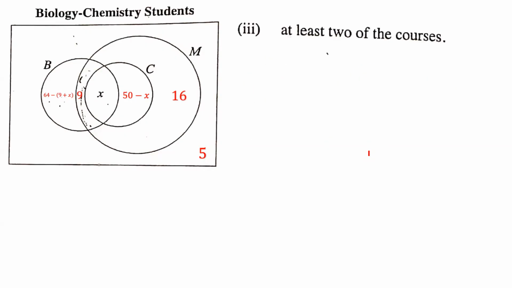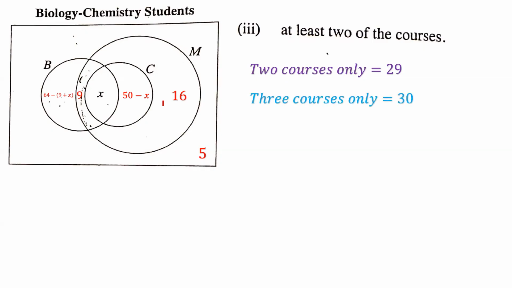Okay, so next up we want the number of students who take at least 2 of these courses. So at least 2 means that you take 2 courses or 3 courses. So how many students took 2 courses? That's going to be 29. We saw that earlier. And how many students took 3 courses? Well, that's going to be x. So that's 30. So 2 courses plus 3 courses is going to be 29 plus 30, which is 59. And so the correct answer here is 59.